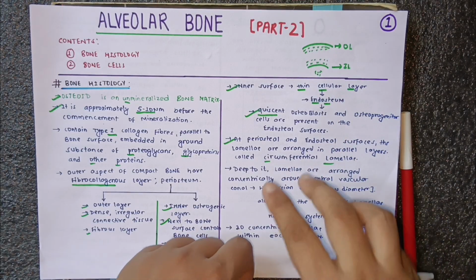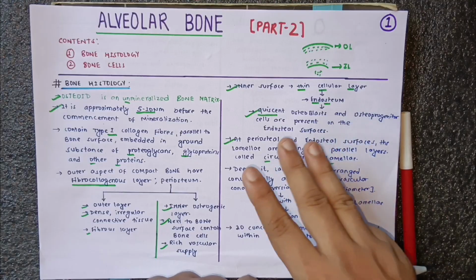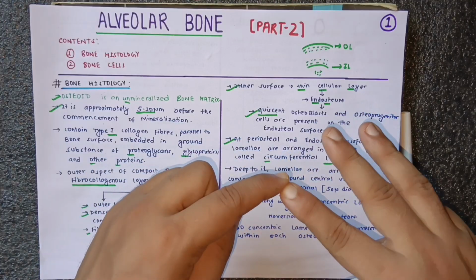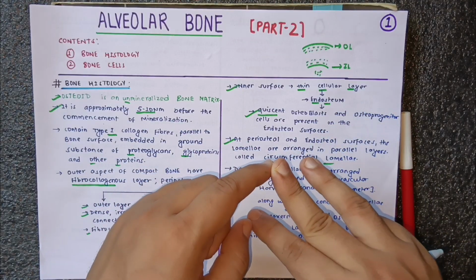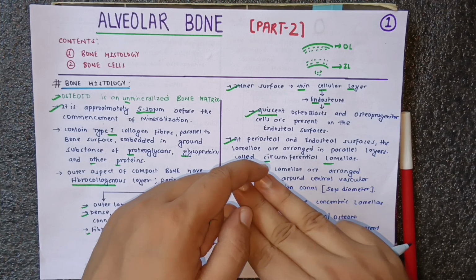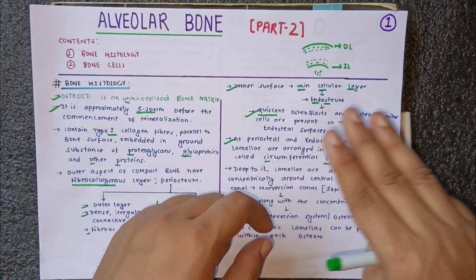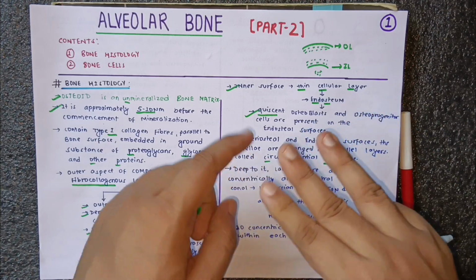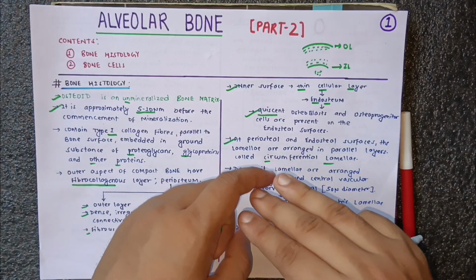Particularly, we have three different kinds of lamellae in the bone. We have circumferential lamellae, another is the concentric lamellae, and another is the interstitial lamellae. This can be asked in the viva. So: circumferential lamellae, concentric lamellae, and interstitial lamellae.